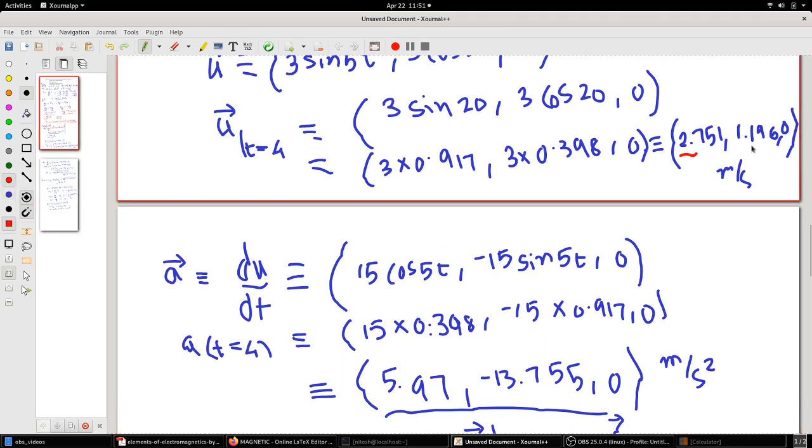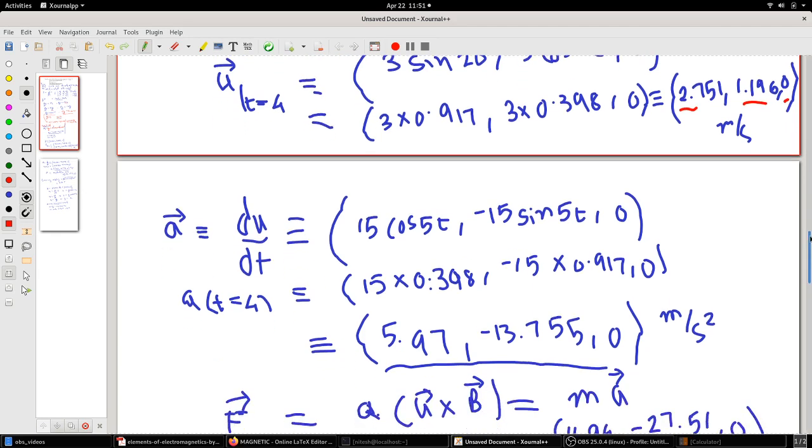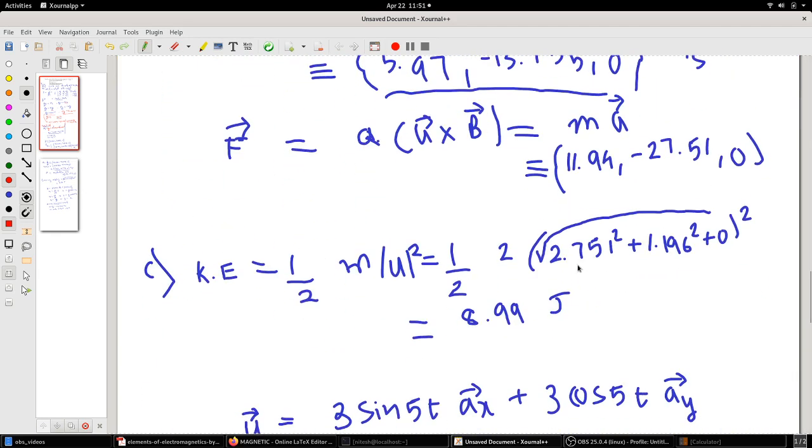2.751, 1.196 and 0. So those three coefficients I'll take and I'll square them, and square root of that, the whole square. So that's the magnitude square, right? So I get equal to 8.99 joules.